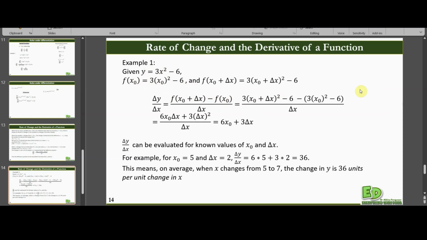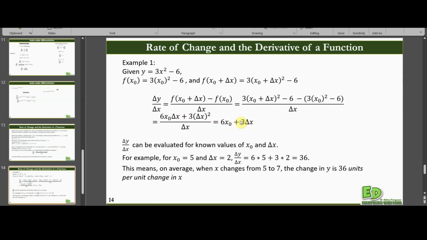So if we do our normal cancellations here by grouping like terms, we would have 6x₀Δx + 3(Δx)² all over Δx. From here, you can see that we have Δx here and Δx here as a common factor. We can factor Δx out, right?